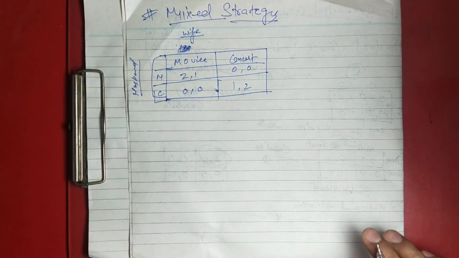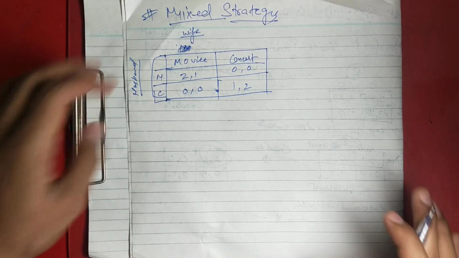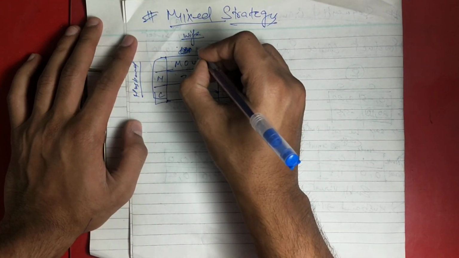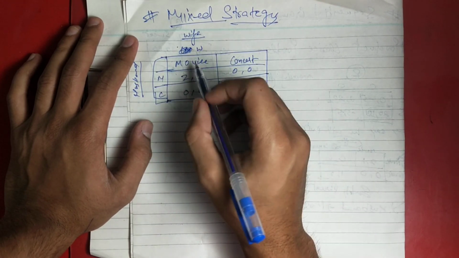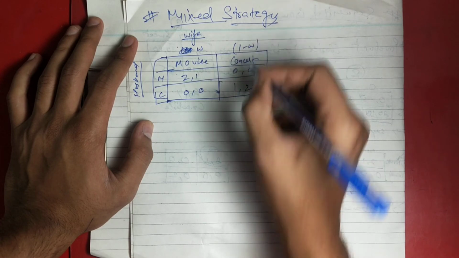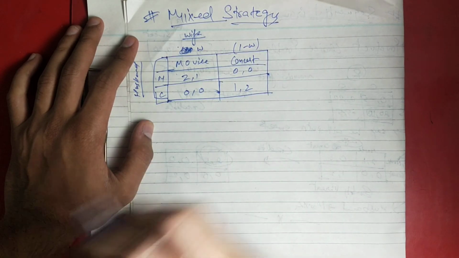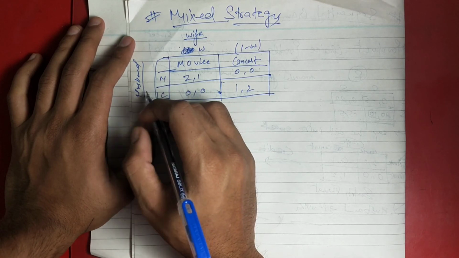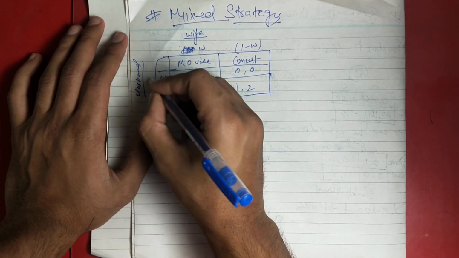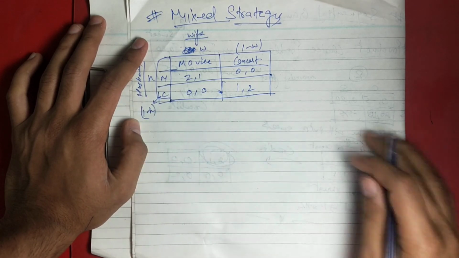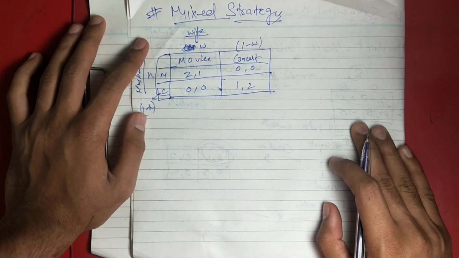Okay guys, so now let us assume that the wife will choose movie with the probability of W. Similarly, the wife will choose concert with the probability of 1 minus W, since the summation is equal to 1. Similarly, we are assuming that the husband will go to the movie with the probability of H. So he will go to the concert with the probability of 1 minus H.